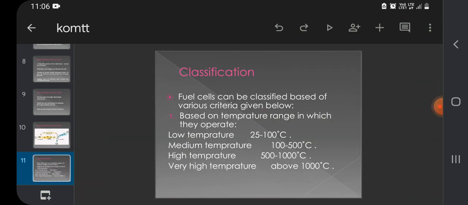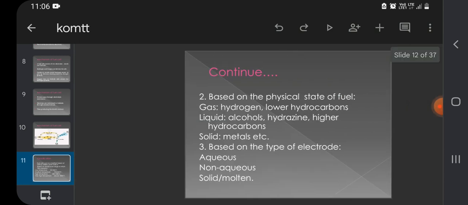And classification of fuel cell based on working temperature: low temperature 25 to 100 degrees centigrade, medium temperature 100 to 500, high temperature 500 to 1000, very high temperature above 1000 degrees centigrade.